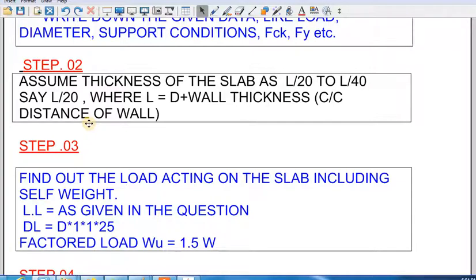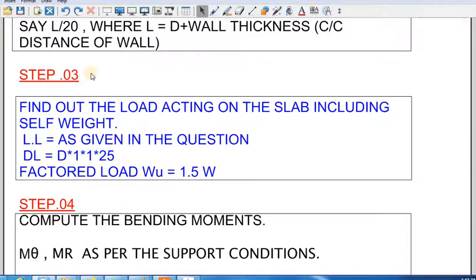The effective thickness: approximately you can take a cover of 20 mm, 15 plus 5, so you can find out the overall thickness also. Once the thickness is got, the next step is finding out the loading conditions. Find out the loads actually.